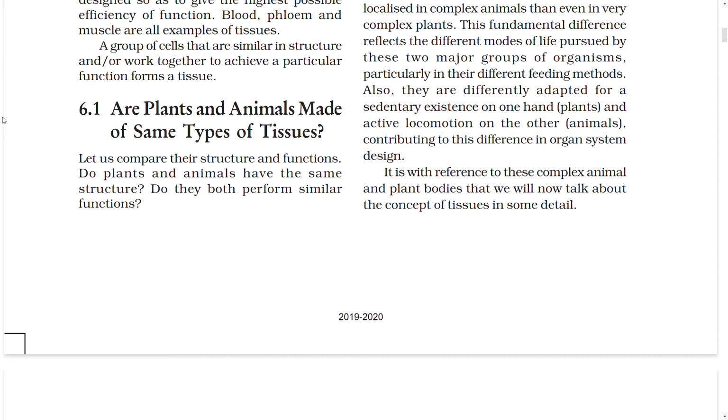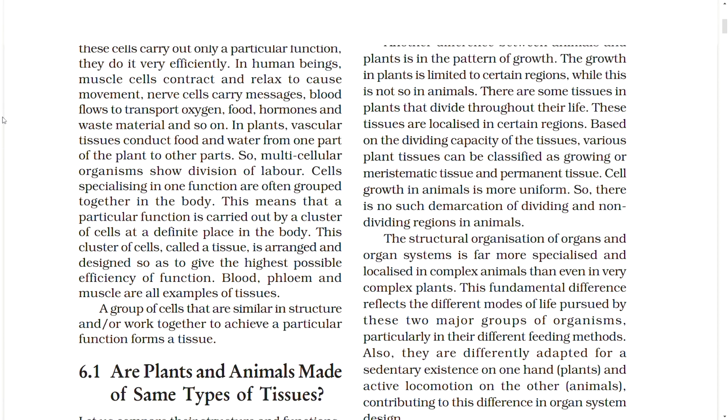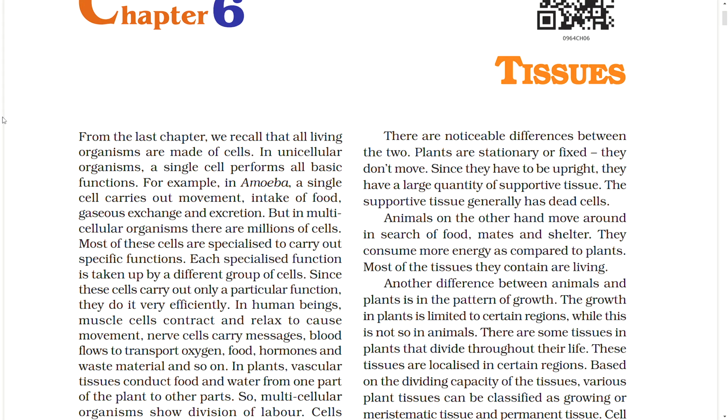6.1 Are plants and animals made of the same types of tissue? Let us compare their structure and functions. Do plants and animals have the same structure? Do they both perform similar functions? There are noticeable differences between the two. Plants are stationary or fixed. They don't move since they have to be upright. They have a large quantity of supportive tissue. The supportive tissue generally has dead cells.